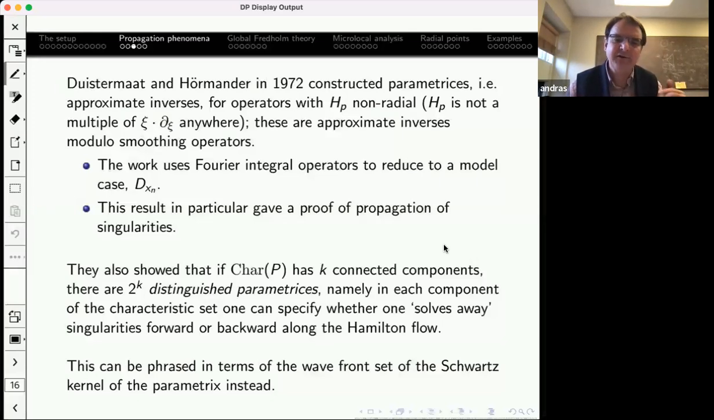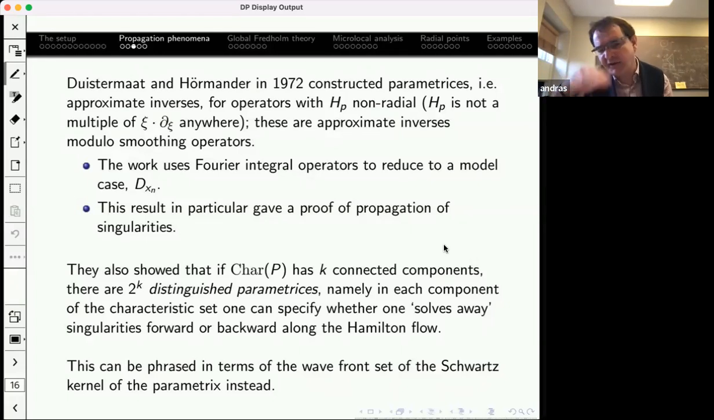And what they did concretely is that they used the machinery that they had just developed, or Hörmander mostly developed, the machinery of Fourier integral operators, to reduce a general operator like this locally to a model case, which is just a standard derivative with respect to one direction, say x_n. And this in particular gives a proof of propagation of singularities, that you can propagate estimates, equivalently singularities or regularity, along integral curves of H_p.